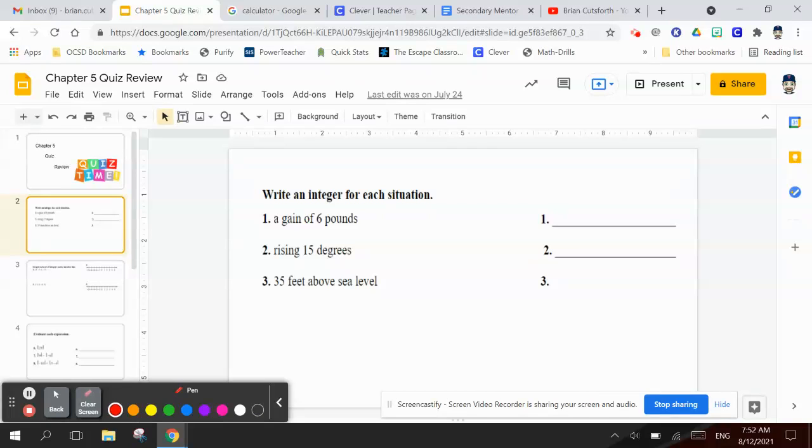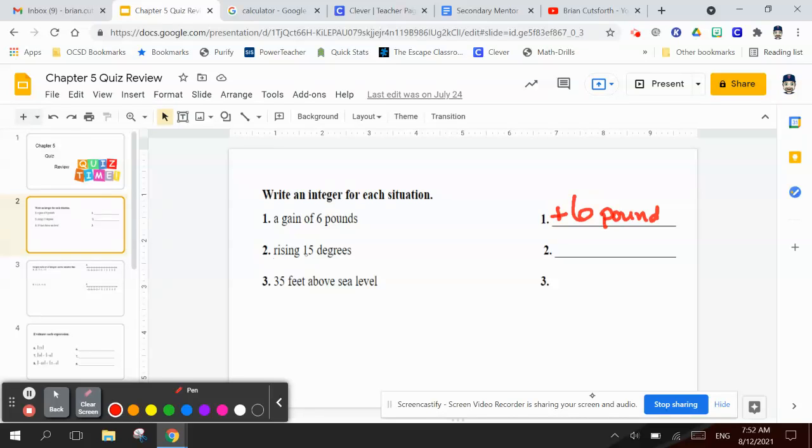So a gain of 6 pounds. If you gain 6 pounds, you're adding to your weight. So that is a 6 pounds. If you want, you can put the addition sign to show that you're adding.